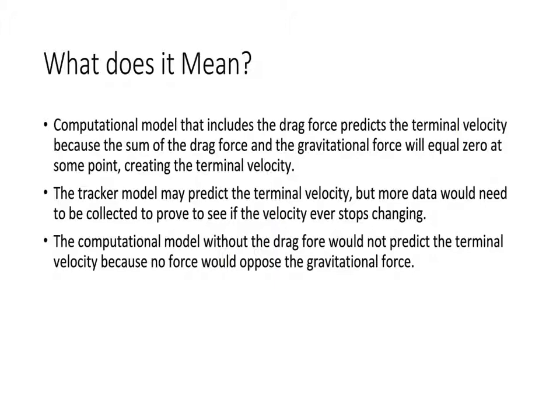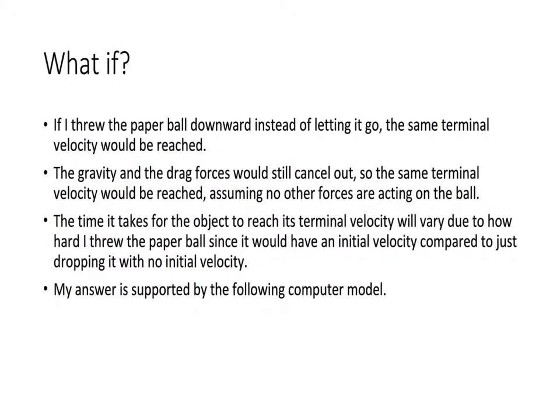The computational model without the drag force did not predict the terminal velocity because there would be no forces opposing the gravitational force. If I threw the paper ball downward instead of letting it go, the same terminal velocity would be reached. The gravitational and drag forces would still cancel out, so the same terminal velocity would be reached, assuming no other forces would be acting on the ball. The time it takes for the object to reach its terminal velocity will vary due to how hard I throw the paper ball, since it would have an initial velocity compared to just dropping the ball with no initial velocity.